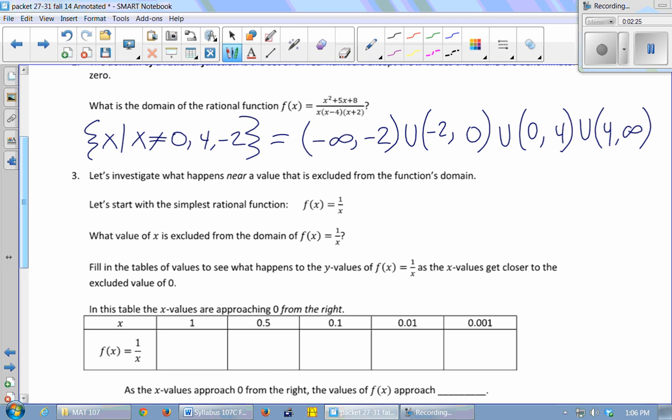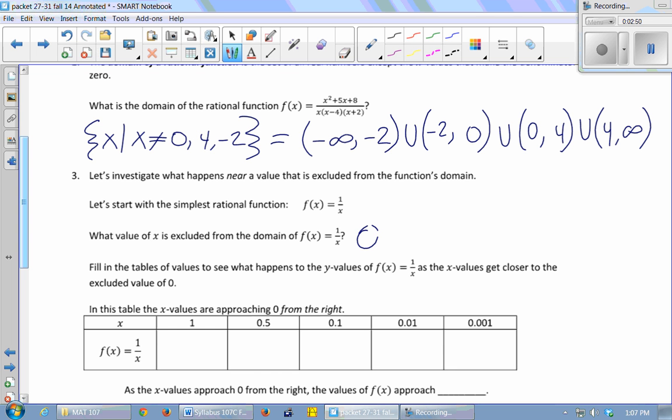Okay, so you can't have a 0 in a denominator, but we might be interested in what happens if you get the denominator really, really close to 0, right? You can put in anything as long as it's not 0 itself. So I want to think about this simple rational function 1 over x. And what value of x is excluded from the domain here? 0. Can't put a 0 in there.